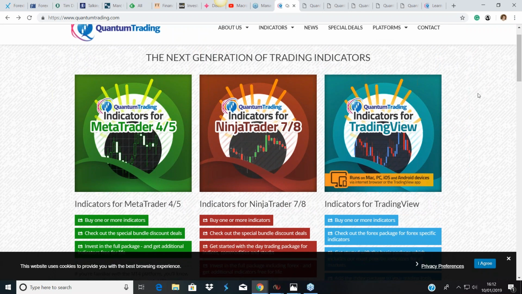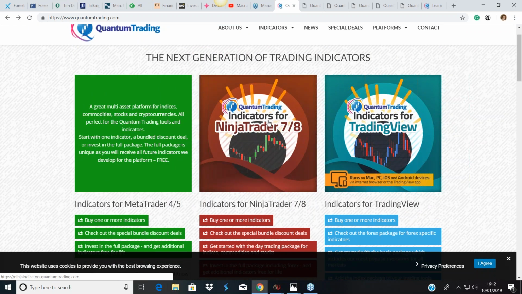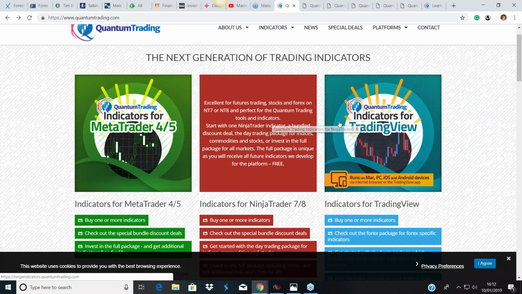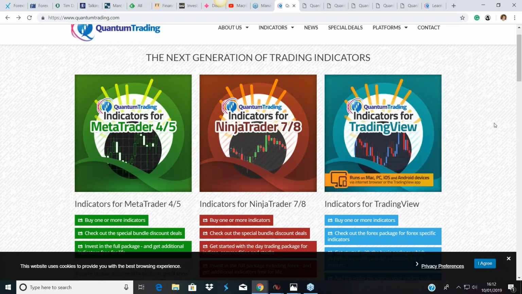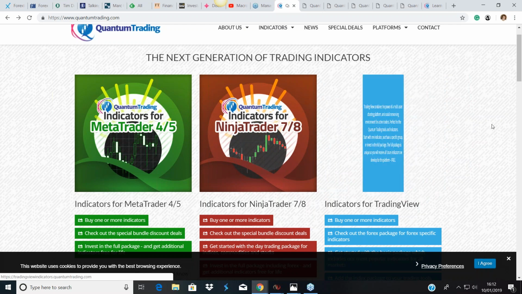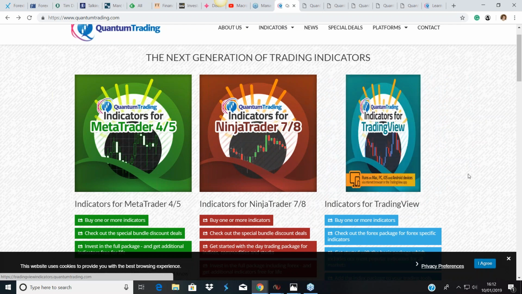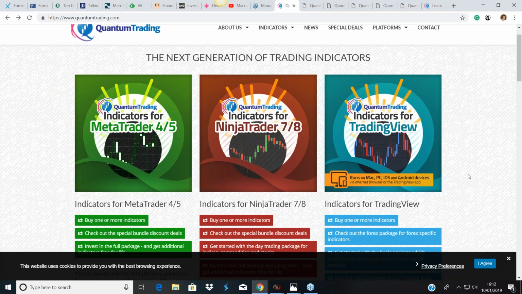Those of you who are familiar with the site, it's very different to the one we had before. What we now have is the 3 platforms that we have developed so far for traders. There is a 4th one that we'll be starting on TradeStation. The latest one is TradingView. As you can see here, the indicators that are available on TradingView also run on Mac and Android devices.